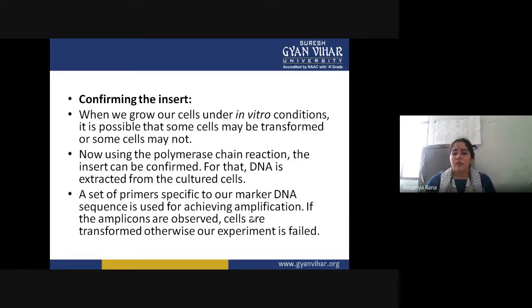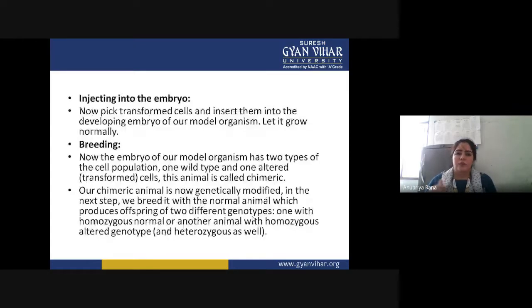If the transformed cell is not present, or our specific markers or primers do not complement each other and are not amplified, then the experiment has failed. But if amplification is seen with our primers or DNA markers, then the insertion of our gene of interest is confirmed. Now, the transformed cells, the amplified ones, we pick and insert into the developing embryo of our model organism, and let it grow normally.